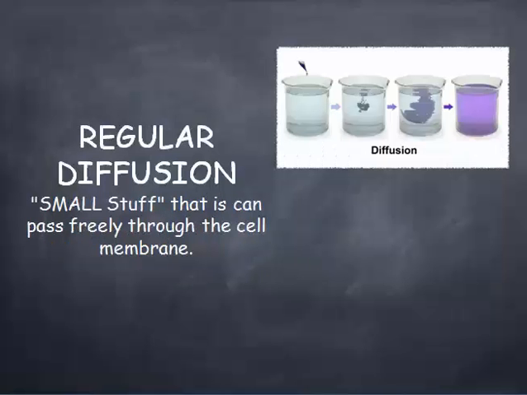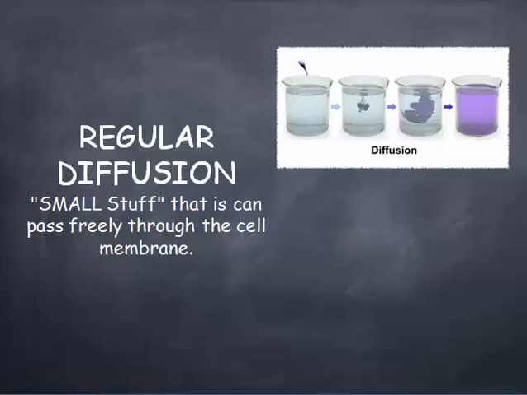Moving on, regular diffusion. This is basically going to be small stuff that can pass freely through the cell membrane with no problem. So an example with the plasmolysis lab would be the iodine being able to sneak through the cell membrane, which was the dialysis tubing, and be able to get in and out freely with no problem.